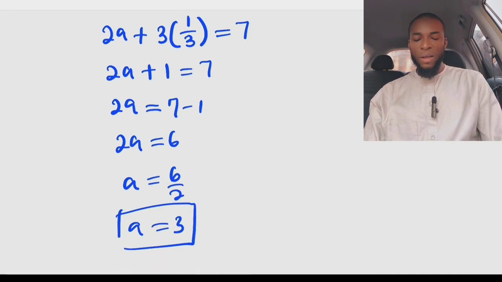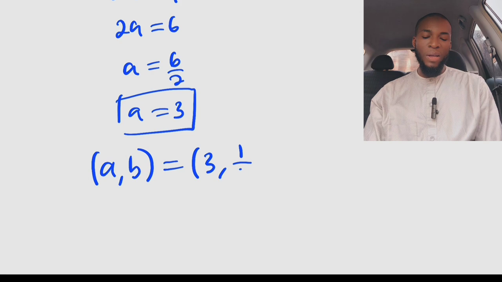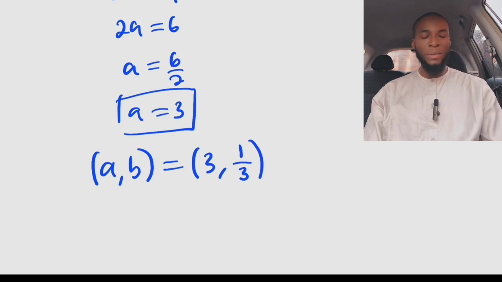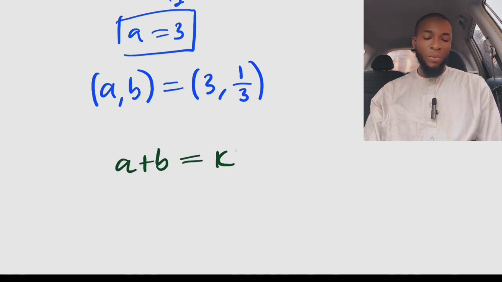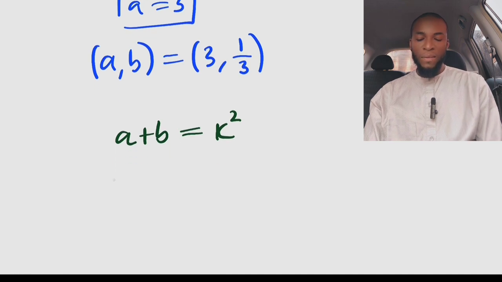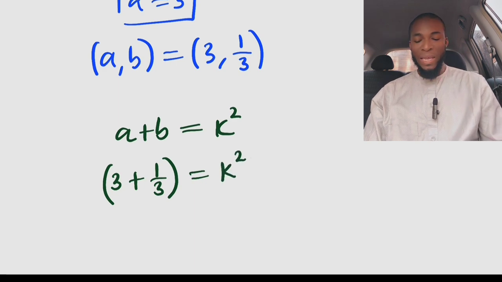So you can see that the values of a and b are 3 and 1 over 3. And we are done with that part. But hence, we are asked to find the values of k given that a plus b is equal to k squared. But a is 3, b is 1 divided by 3. This is equal to k squared. We are looking for k here.